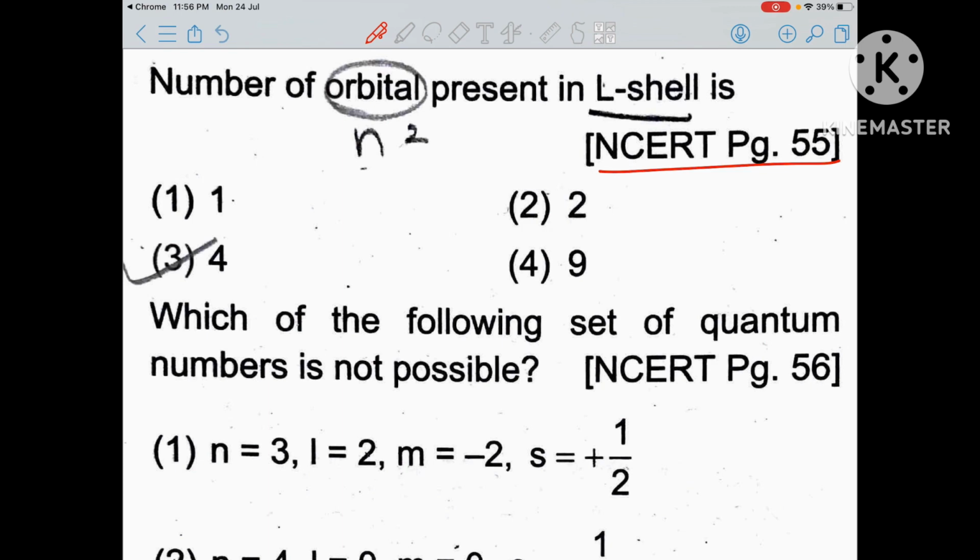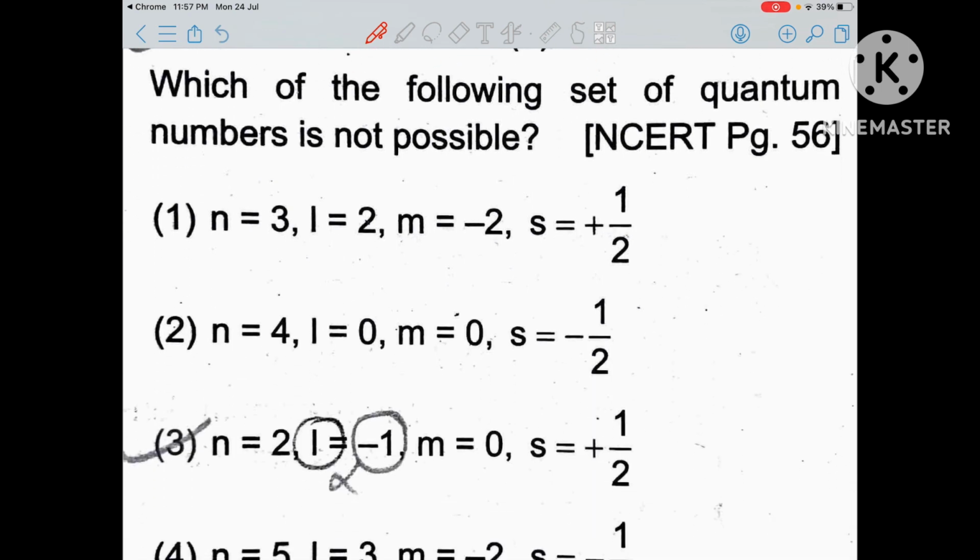Let's get to question number 1, which states the number of orbitals present in the L shell. I told you, if you're talking about a shell, the formula must include n, and because it's talking about orbitals, the formula is n square. L means the value is 2, so 2 into 2 gives you the value. Answer is 4.